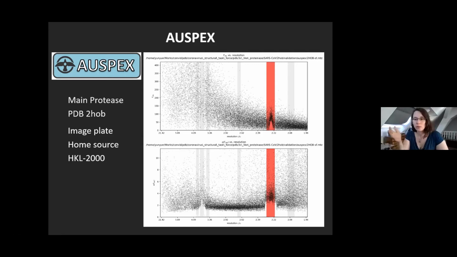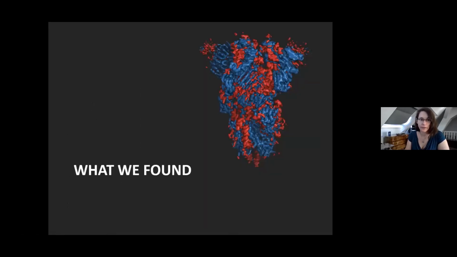So how can we discover them in MTZ files or in ZIP files in the PDB? And Auspex is the answer. Auspex helps you to find those, and we found ice rings in this way in 15% of all crystallographic data sets from SARS and SARS-CoV-2. So 15% could possibly be better with reprocessing and could have used some cryo optimization, so some better cryo protection during cooling of the crystal.